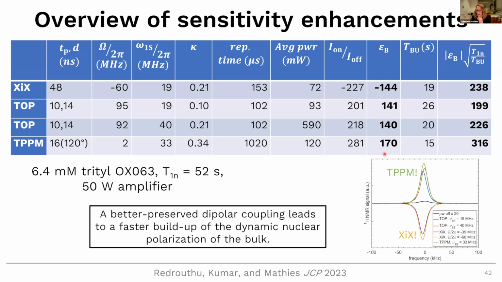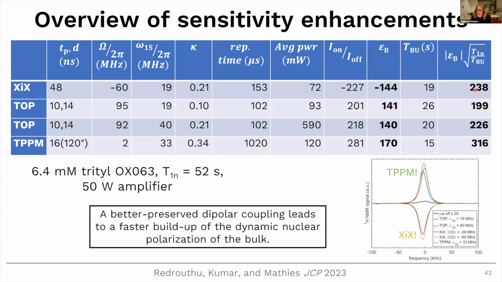Now, taking together enhancement factor and how fast you can get there, so build-up time of the bulk, we get to these final performance numbers, and we see that TPPM is clearly the best sequence. And what's important to note is that the average power that it consumes is not much more than for XIX and TOP DNP, because although it requires a higher nutation frequency, the optimal repetition time is so very slow.